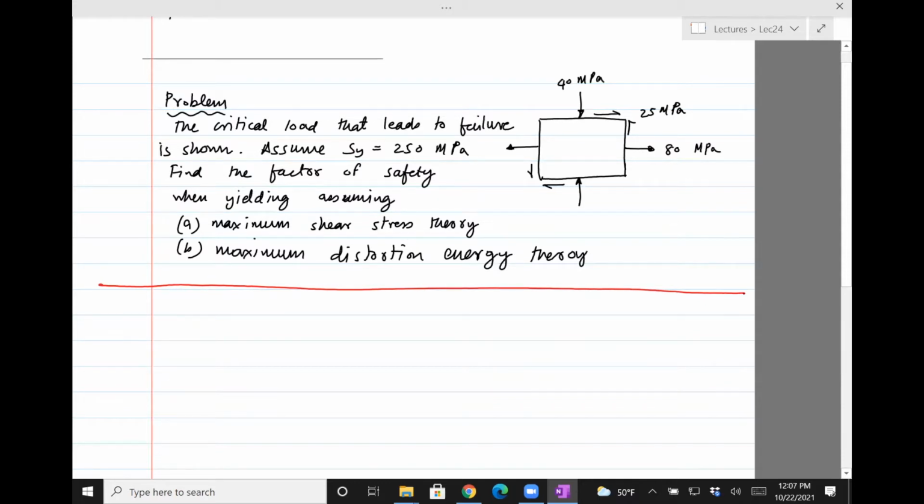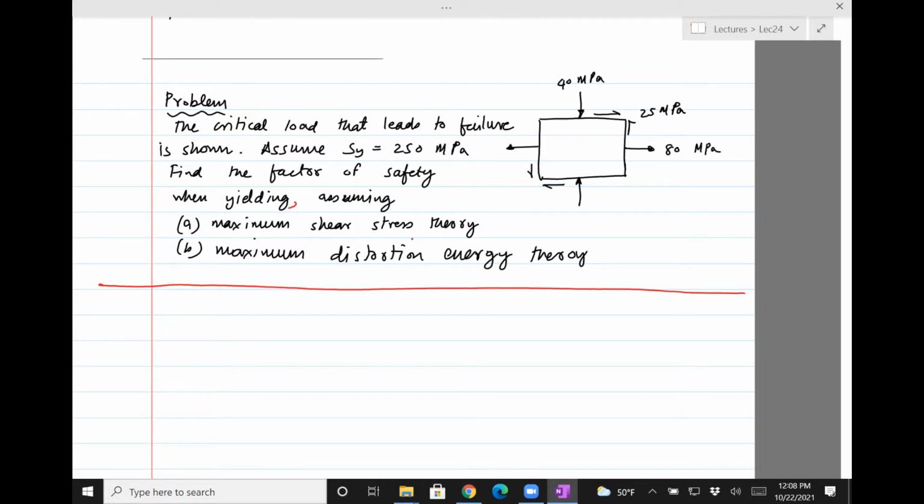So the critical load that leads to a failure is shown, assuming SY is 250 MPa. Find the factor of safety when yielding, assuming maximum shear stress theory, maximum distortion energy theory. What really is happening here is that we've identified the point on the machine element which is failing, and we've drawn the stresses for that critical point with this cube.